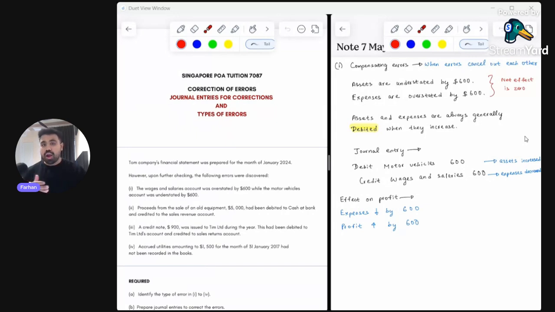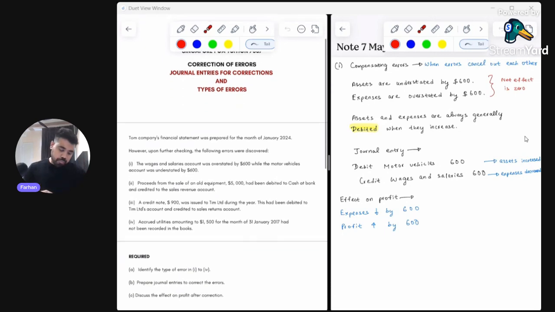Today we have got a practice question which requires you to identify the types of errors that are involved and also prepare the relevant journal entries to correct these errors. We will also understand how the profit is affected once we correct these errors. You can see the question on the left hand side of your screen, and on the right hand side, we have all the workings, which I'll go through and explain step by step. What I need you to do now is focus and follow through for an excellent understanding. With that being said, let's begin.